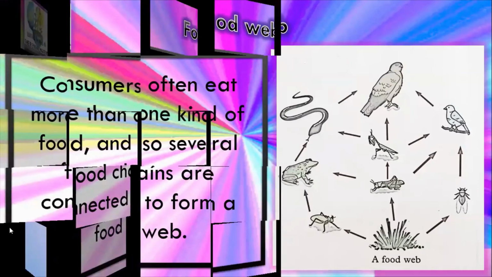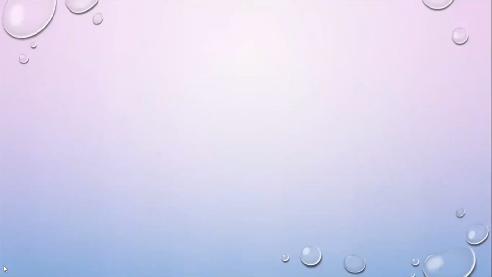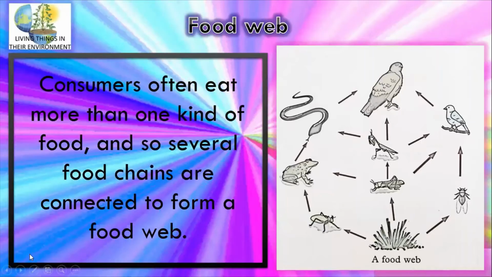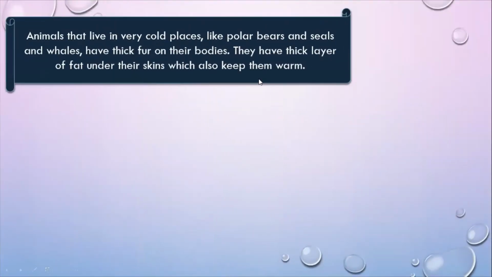Food web. Consumers often eat more than one kind of food. They are interconnected to each other to form a food web.